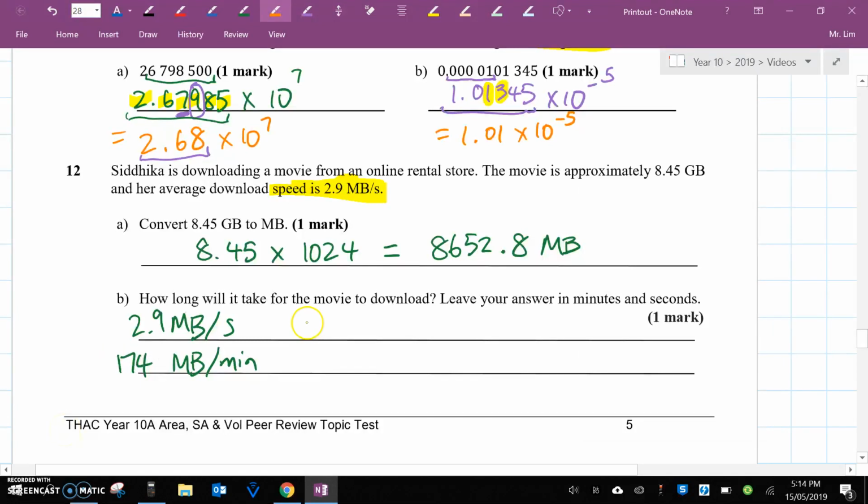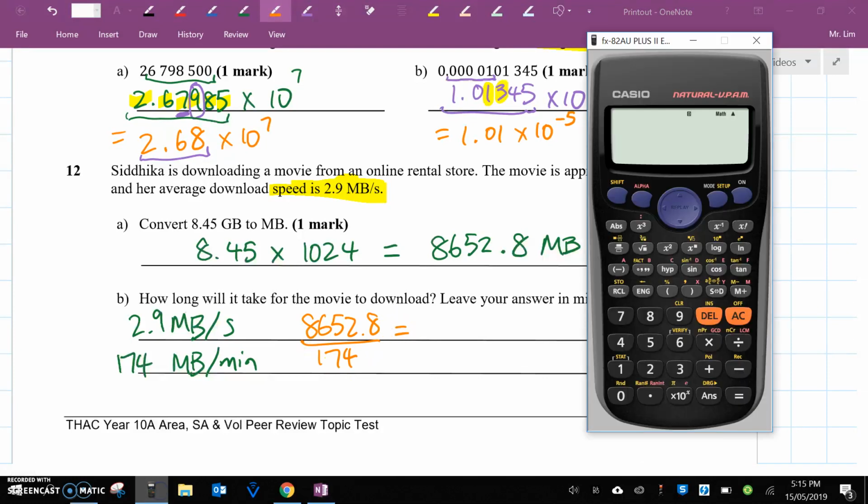So we're going to take that 8,652.8 divided by 174, and that will tell us how many minutes it will take to download this movie. So 8652.8 divided by 174 is 49.7 minutes.